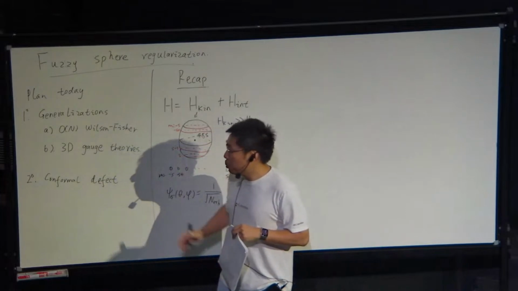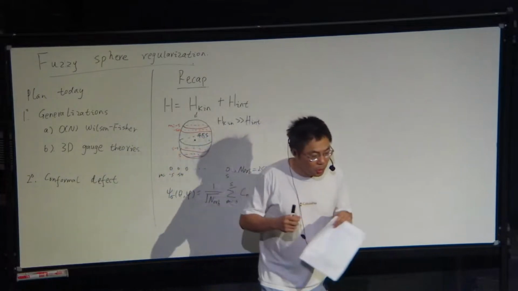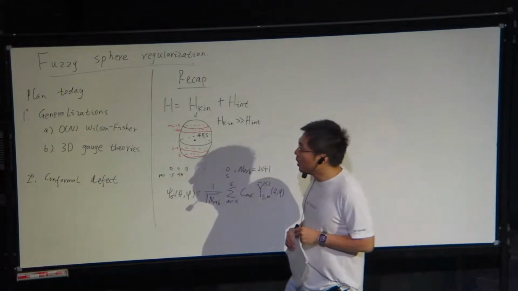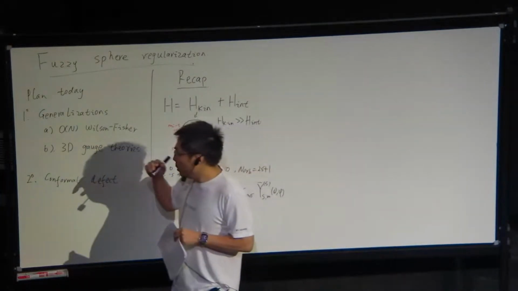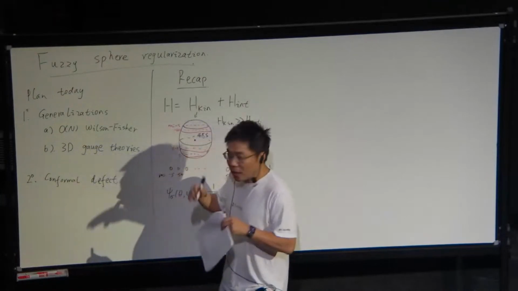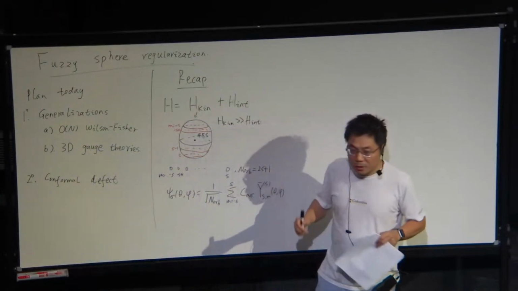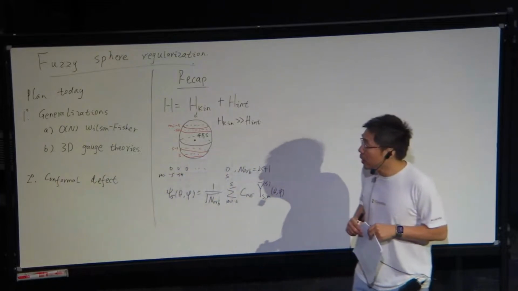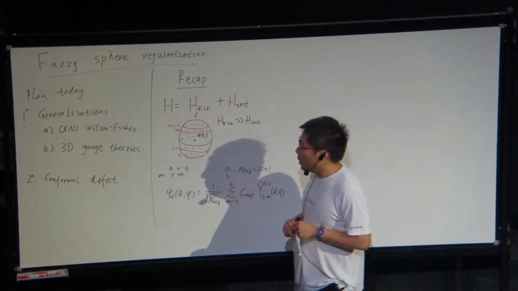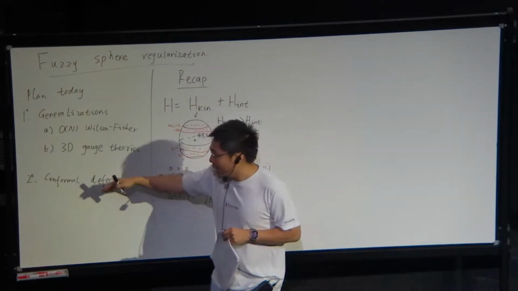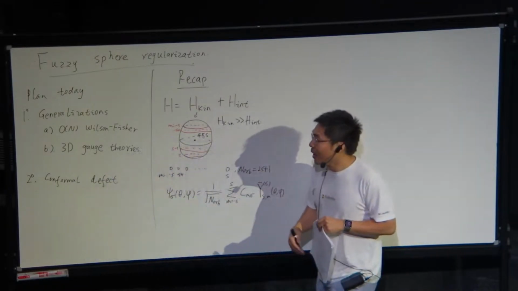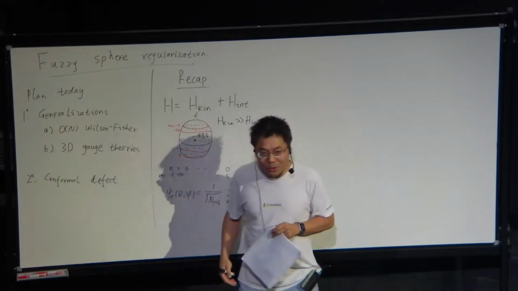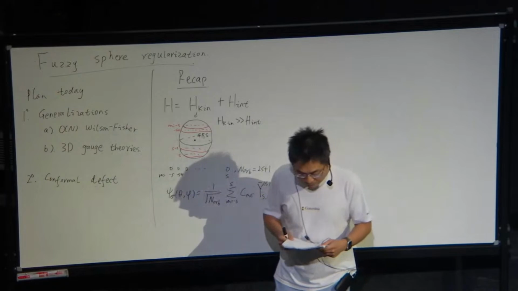So I will briefly talk about how to do this Wilson-Fisher CFT. As you will see, conceptually, it's rather straightforward. Then I will mainly focus on how to do some of those 3D gauge theories, in particular Dirac fermions coupled with the SU(2) gauge field. And if time allows, I will talk about conformal defects. You may notice that I actually swapped the order of those two from my original plan.